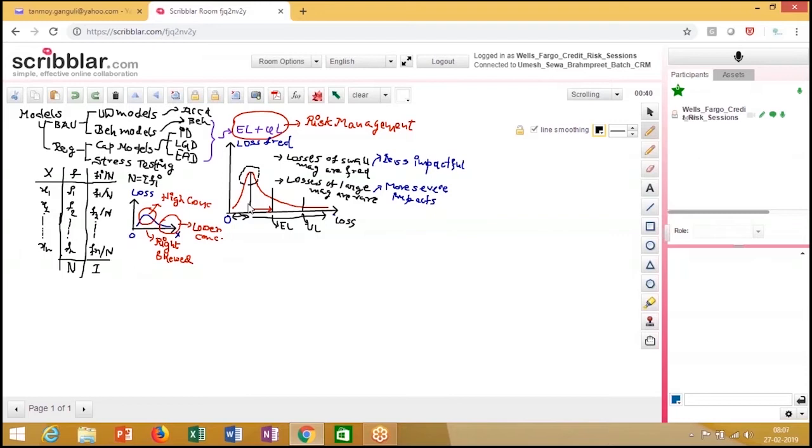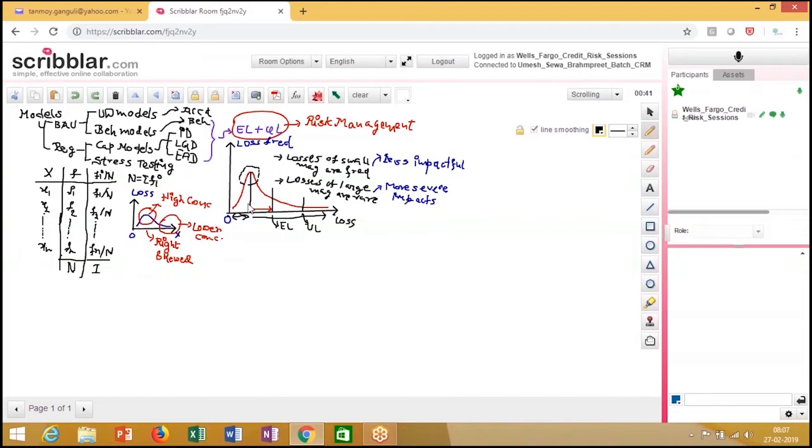Tanmay, can you please explain unexpected loss once again? Yeah. For now, just have the understanding that unexpected loss is a loss which, as you can understand from the name, we do not expect to happen. It is nothing but the variance from the expected losses. From a more conceptual understanding, unexpected losses are losses which have very low chances of occurring, but when they do occur, the impact they have on the banks, or the exposure, is huge.